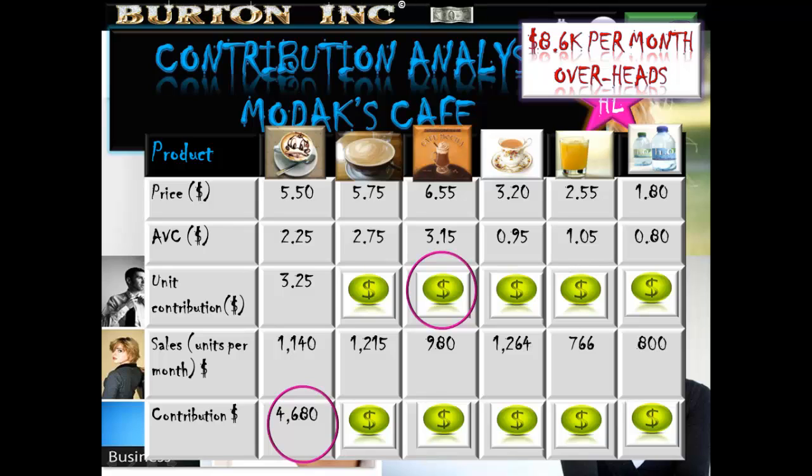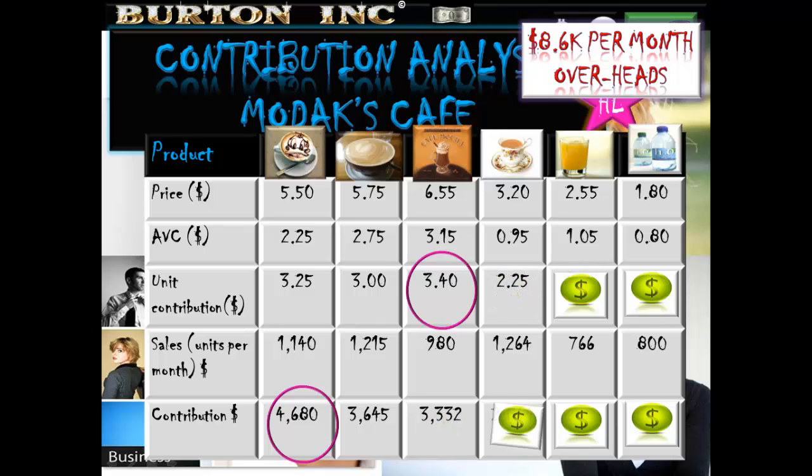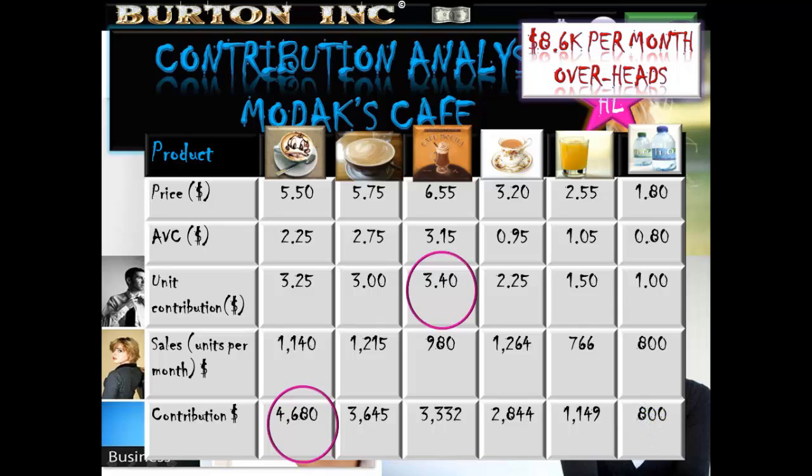Our latte, $5.75 is the selling price, $2.75 variable cost to produce it, unit contribution of $3. We sell 1,215 of those, leaving us with the total contribution that this product makes to paying the fixed costs or to the profit of the business. And so on, and so on. So total contribution is going to be determined by the unit contribution and the amount of sales that that particular product has per month.